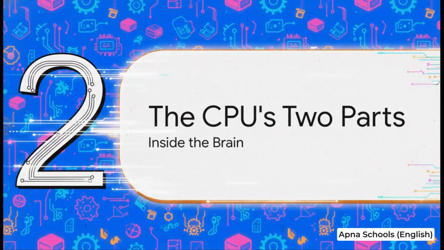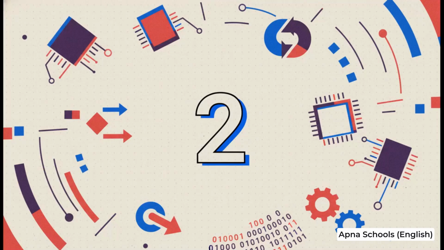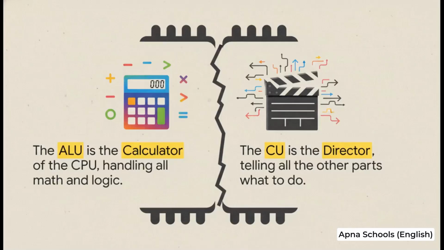Okay, I know. Processing is a pretty vague word. So what's really going on inside this digital brain? Well, if we were to peel back the cover and look inside, you might be shocked to find that all of this incredible, complex work is actually being handled by just two main parts. Yup, that's it. Just two. Kind of crazy, right? So what are they?